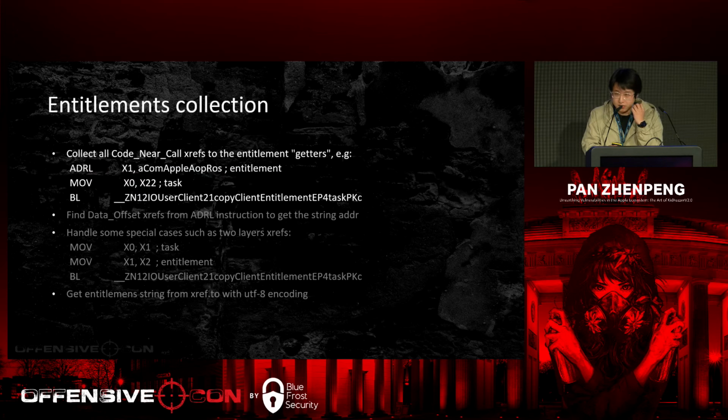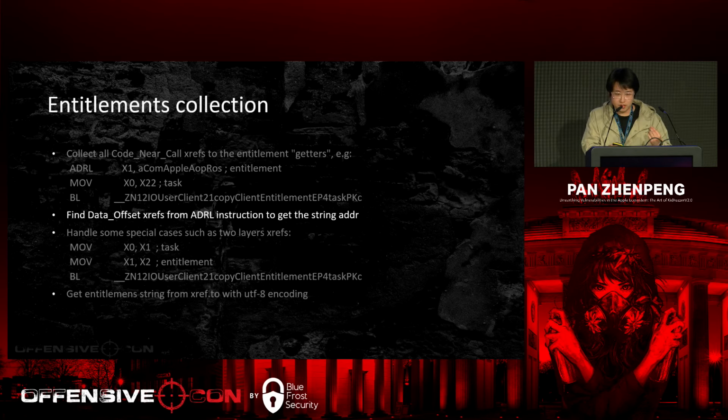For the entitlements collection, I now use an IDA Python script. I collect all code near xrefs to the entitlement getters. For example, here it is IOUserClient copyClientEntitlement, but there are also other getters such as IOTaskHasEntitlement or some in IOGPU. We can see that it uses ADRL instructions to load the entitlement string address into the X1 register, which is the second parameter. Then we extract the data offset from the ADRL instructions to get the string address.